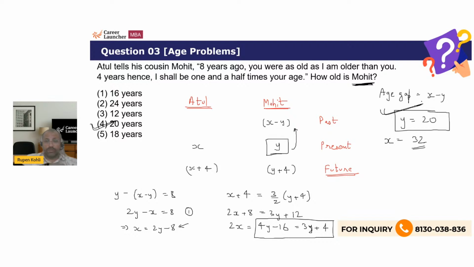Okay, so a classic case of not being careful about what is being asked, right? We are looking for the age of Mohit. We got that, which is 20 years. Perfect. So we can cross verify this. All the numbers are matching with the conditions. Atul is currently 32, and Mohit is 20. So 8 years ago, he's 12 years old, and that matches with the age gap. He was 24, and 4 years hence, this will be 36 and this will be 24. So it is indeed 1.5 times. Whenever in doubt, you can verify whether all the conditions are valid.